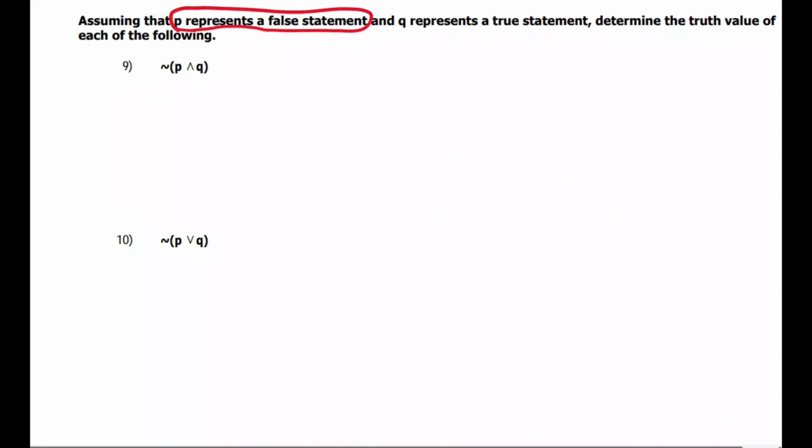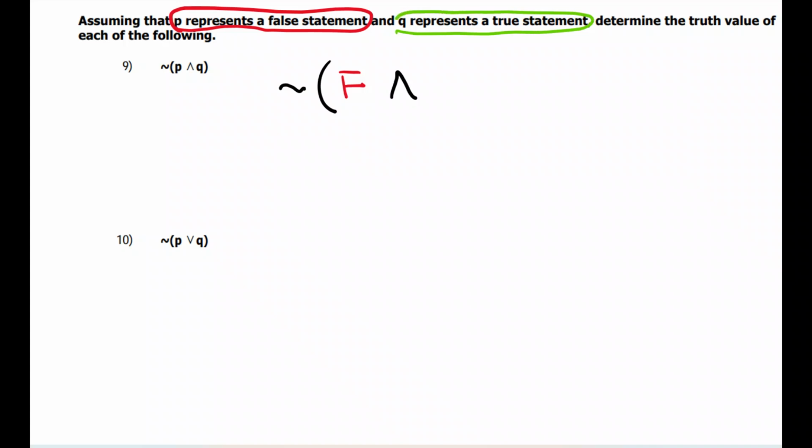Okay. P is a false statement. So in the negation of P, I'll take out the P and put the F in its place. Then we have the conjunction and then Q represents a true statement. So I'll take out the Q right here and put in a T and close it. So I took out this P and put in false, took out that Q and put in T. And now I am going to calculate this.